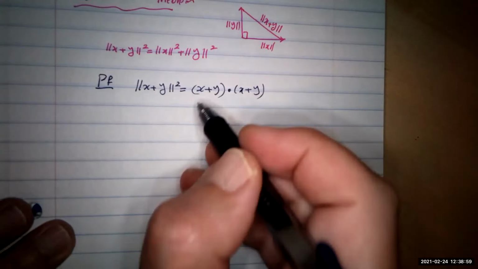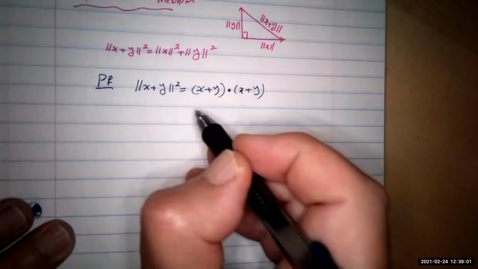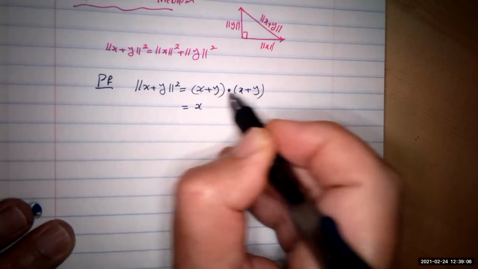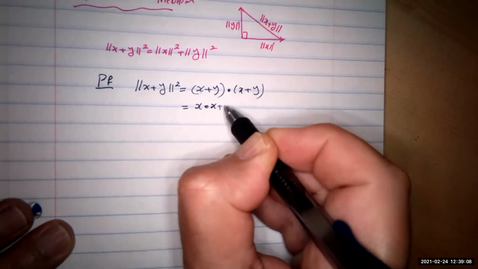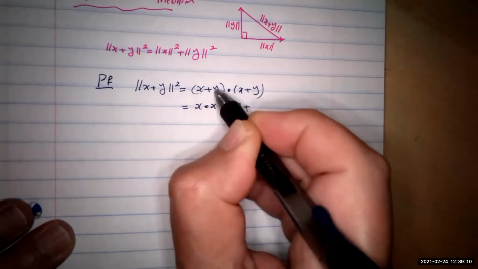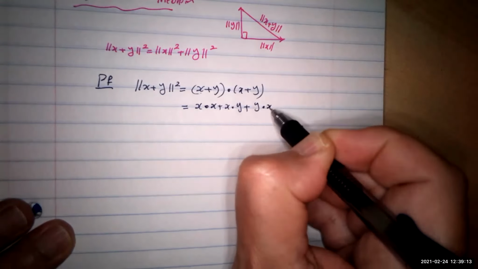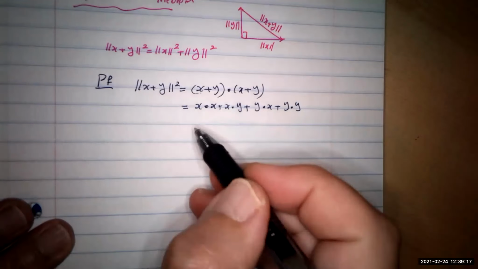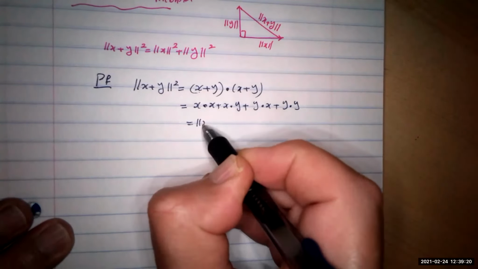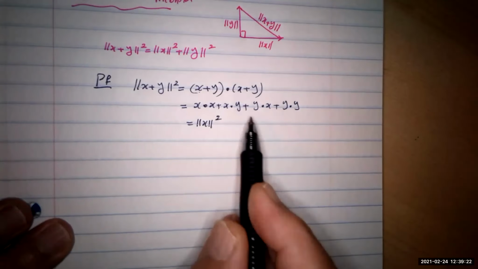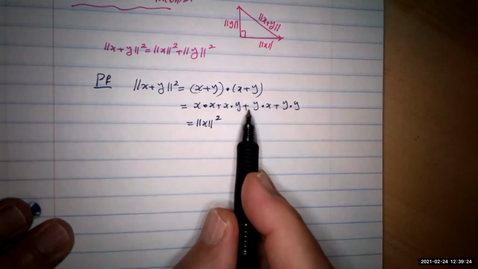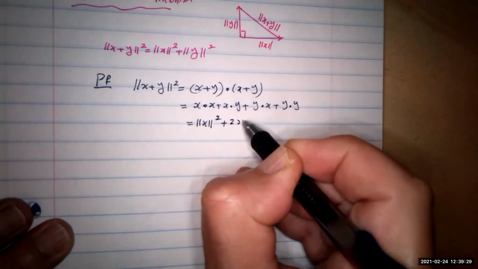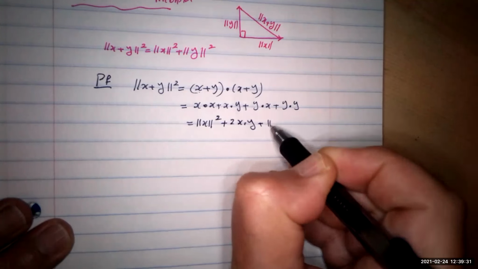Distribute, FOIL it. Remember, dot, dot, dot. Some people drop the dot in the solution. We don't accept it because it must be dot. Okay, x dot x, x dot y, y dot x, y dot y. You see, x dot x is norm x squared. These two are commutative, so x dot y and y dot x are the same. So that gives you 2 x dot y. And this is going to be norm of y squared.